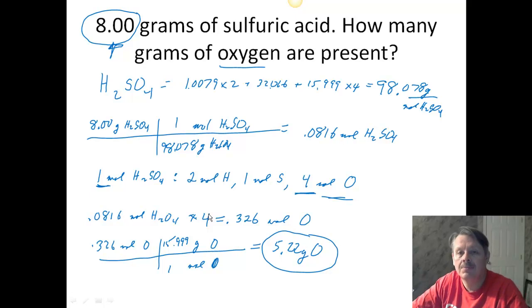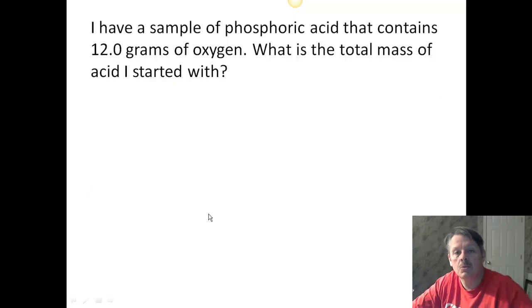All right, let's try one more. This one's a little bit different. You're going to have to work this one a little bit backwards. All right, you've got a sample of phosphoric acid. It contains 12 grams of oxygen. What's the total mass of the acid I started with? So think about that for a minute, and then come back to me.